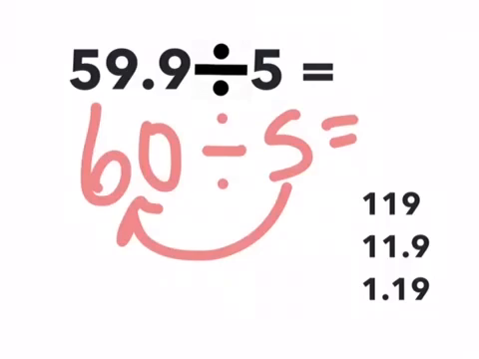If we now have a look at our possible solutions, we can see that we have 119 as an option, 11 and 9/10 as an option, or 1 and 1900 as an option. Since we've estimated that the answer should be about 12, the only answer that makes sense in this case is our 11 and 9/10 estimation.